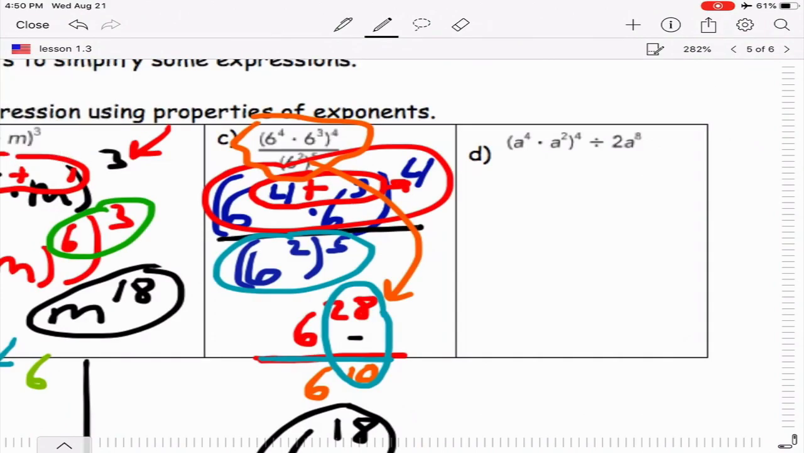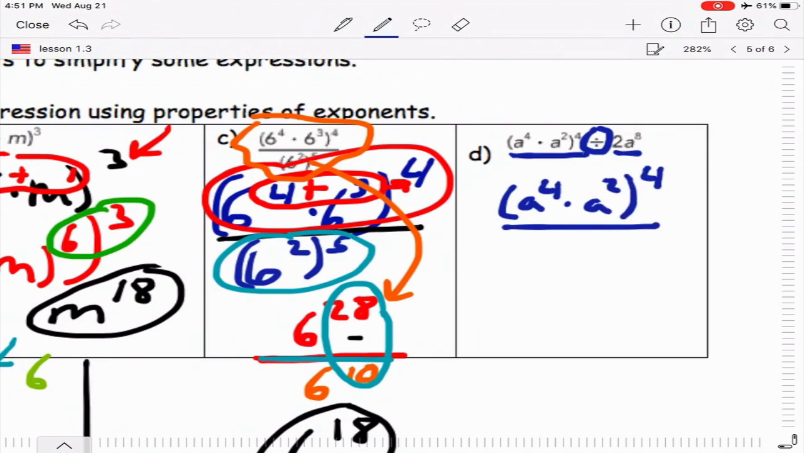Last example, this one's going to be a tough one. Once again, here's my division symbol. Anything before the division symbol goes on top. Anything afterwards goes on the bottom. So it's a to the 4th times a squared to the 4th. And then it's 2a to the 8th. Don't get overwhelmed. Do it step by step.